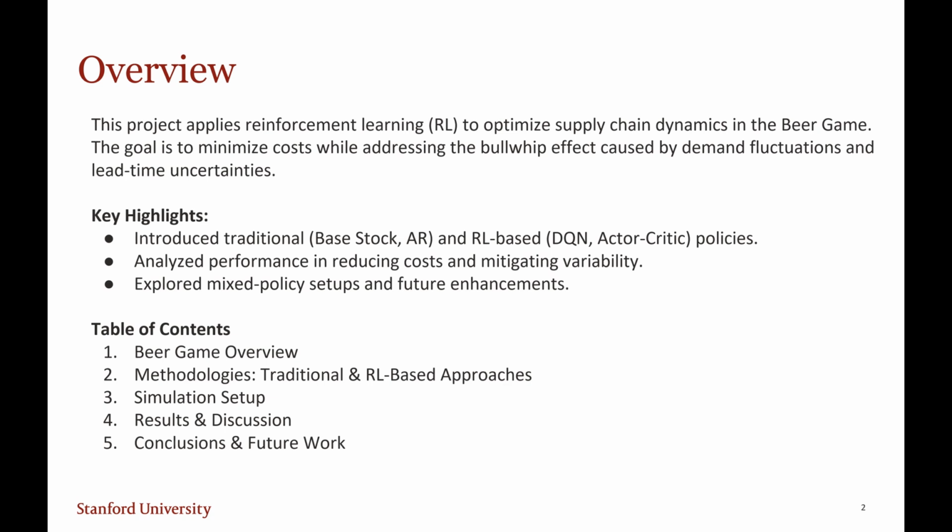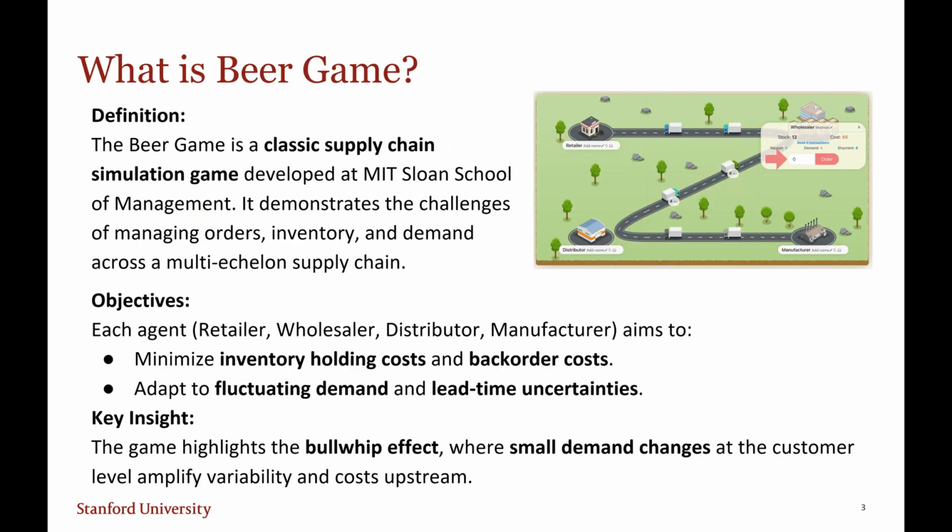Here is an outline of today's presentation, starting with an overview of the beer game, followed by methodologies, simulation setup, results, and future direction. The beer game is a classic supply chain simulation game, demonstrating the challenges of managing orders, inventory, and demand across a multi-echelon supply chain. Each agent, retailer, wholesaler, distributor, and manufacturer aims to minimize the inventory holding and backorder costs while adapting to fluctuating demand and lead time uncertainty. A key takeaway is the bullwhip effect, where small customer demand changes amplify variability and cost upstream.